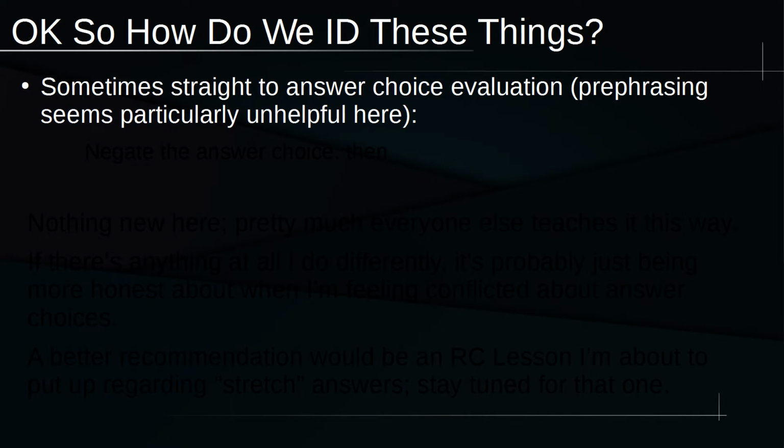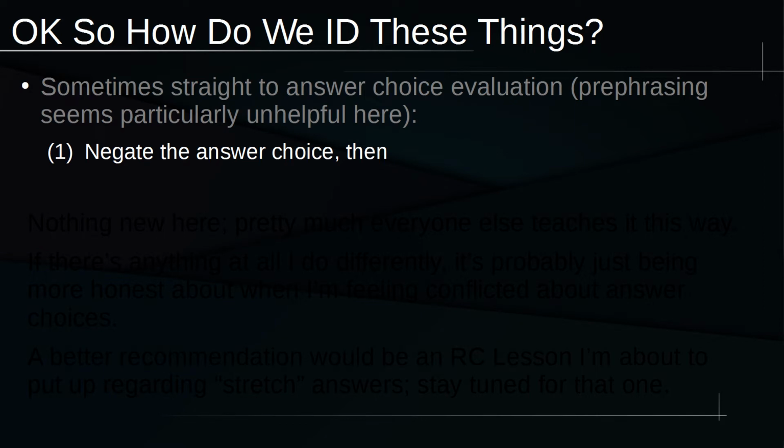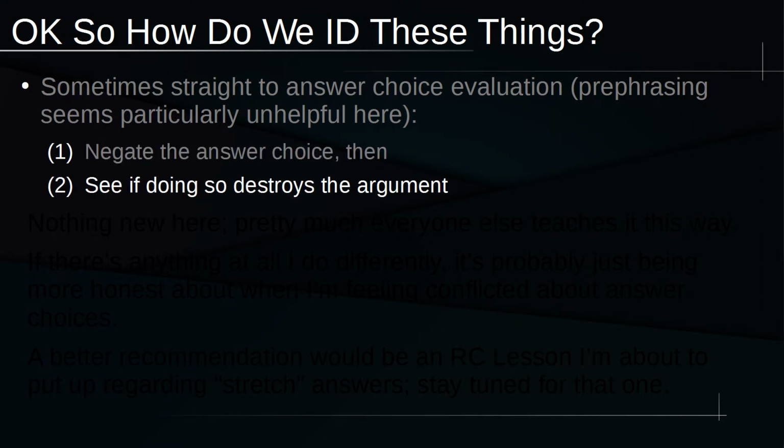Alright, so now that we know how they are packaged to us as questions, how do we actually identify the necessary assumption in what we're given? The answer to that question is a little bit iffy, but I'd say the most straightforward way to discuss it is just to say that sometimes you just go straight to the choices and evaluate them, because pre-phrasing seems particularly unhelpful here. So in terms of our evaluation, step one is to negate the choice. Then, upon negating it, see if doing so destroys the argument.